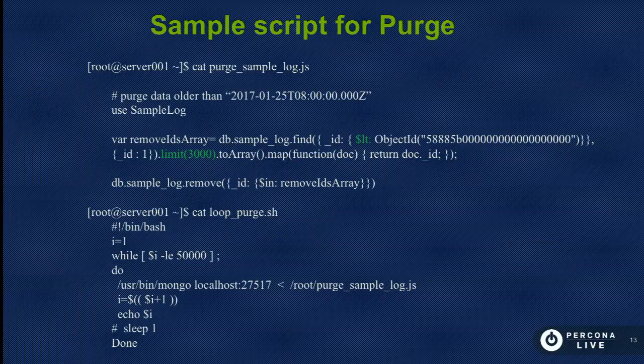This is a very simple script. Here you can get all the IDs less than the timestamp, and then you run it in batches, like 3,000 or 5,000. You can change this value. Really, you want to run that first and test to see if it causes an issue, and then you can remove batch by batch. This is another loop script to purge the data.